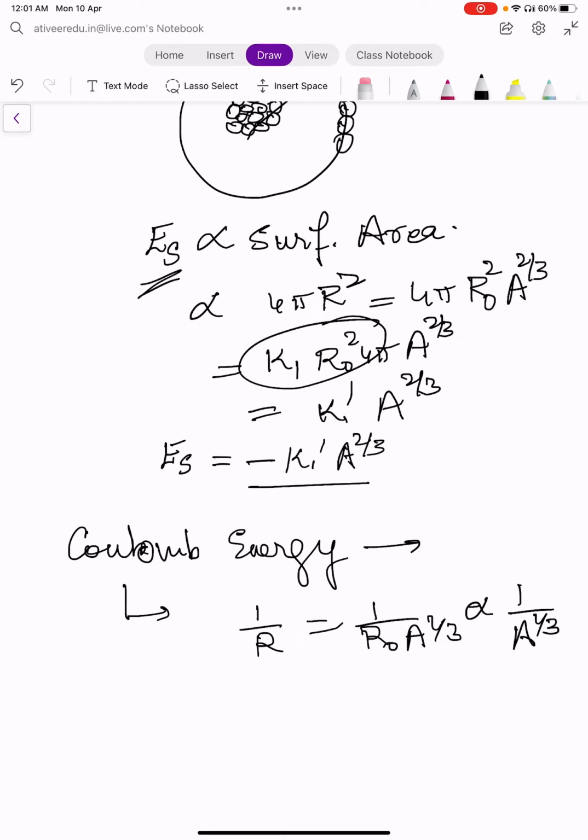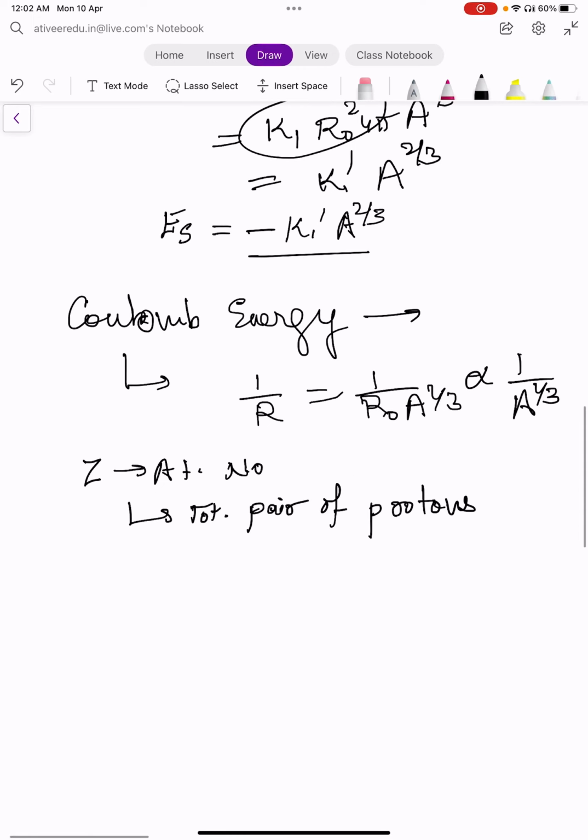Now, if in a particular nucleus Z protons are there, then the total number of pairs of protons will be, from the mathematics of permutation and combination, Z into Z minus 1 by 2 pairs. If Z is the atomic number, then that is the total number of proton pairs. Why are we considering the total pairs of protons? Because we want to find how many interaction forces are there. So Z into Z minus 1 by 2 pairs of protons will come.